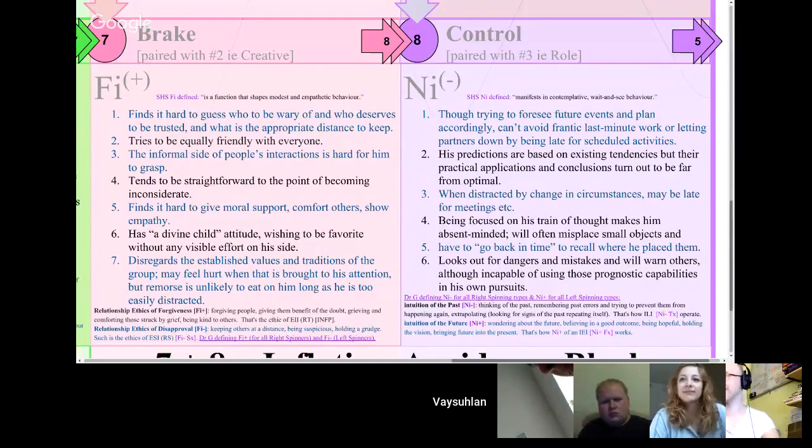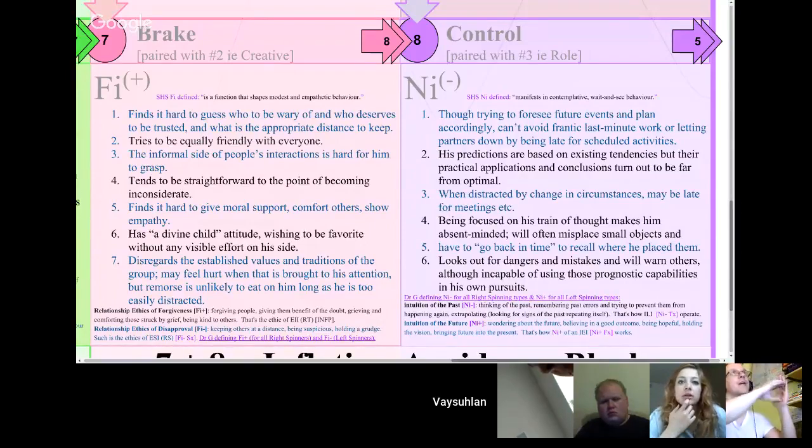Although sometimes with the NFs, it's like they want everybody else to get with their program. Right, so the NI... Oh, well, I've got to say something about the break function, the weakest function overall. John Beebe, he had that silly model where you just have the MBTI functions across. And so it's like... Oh, dear.